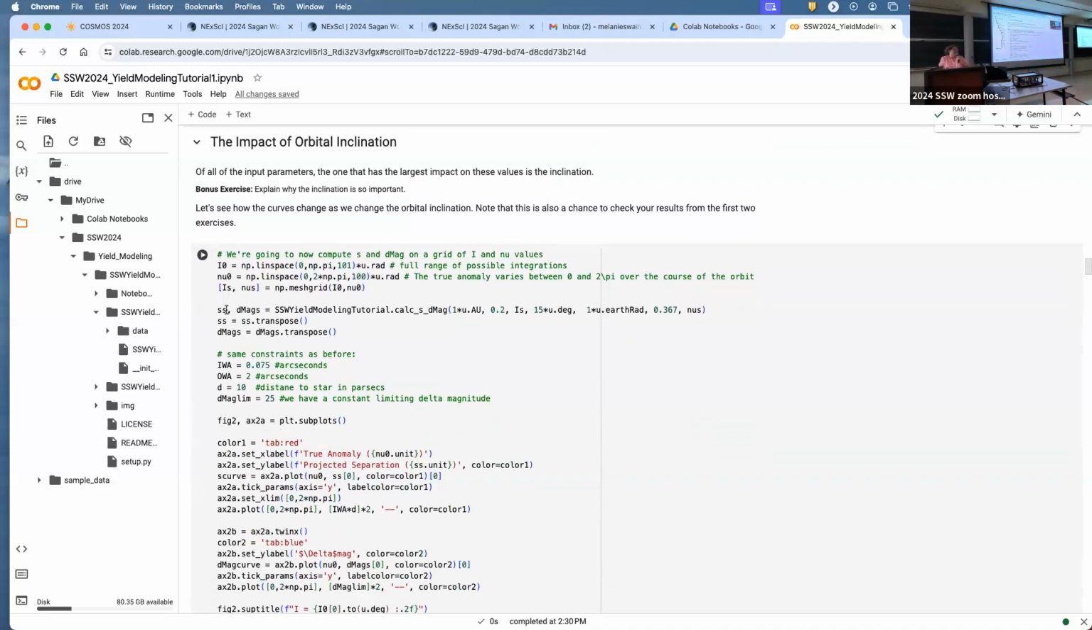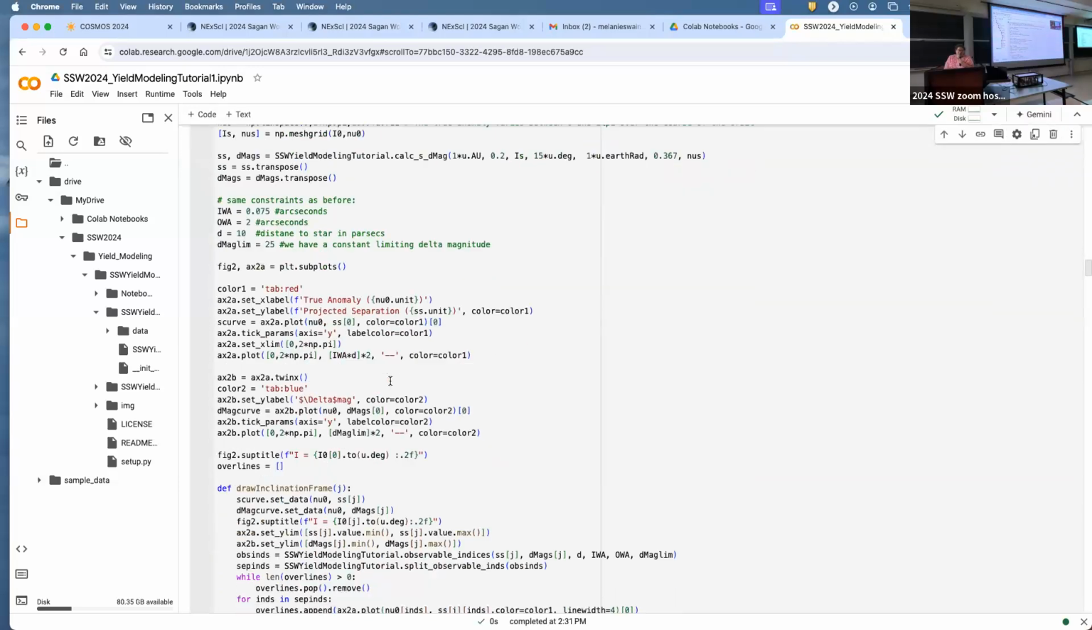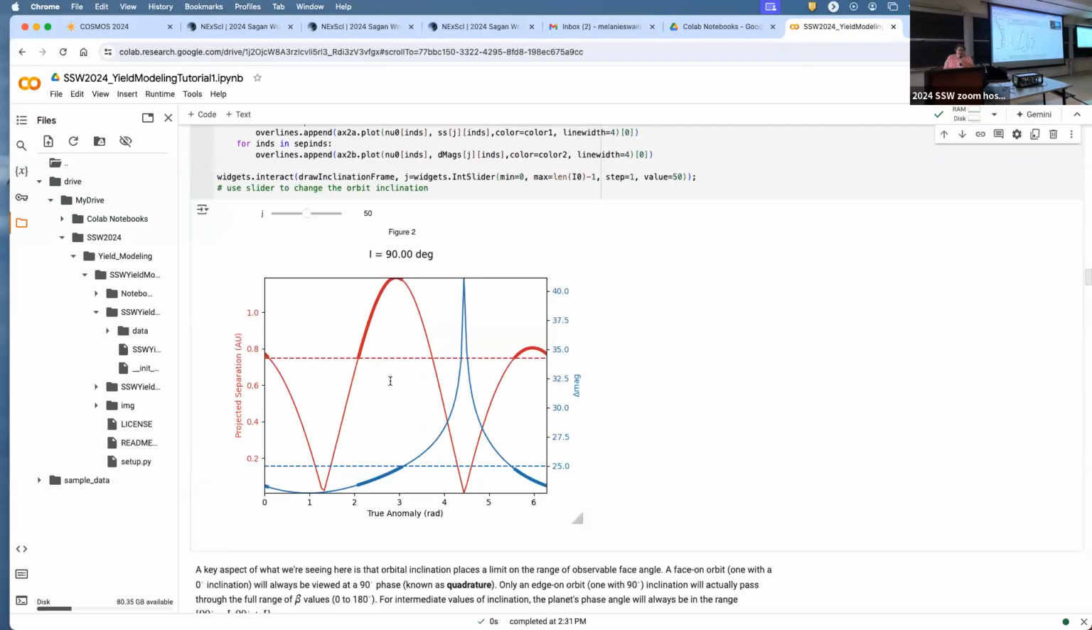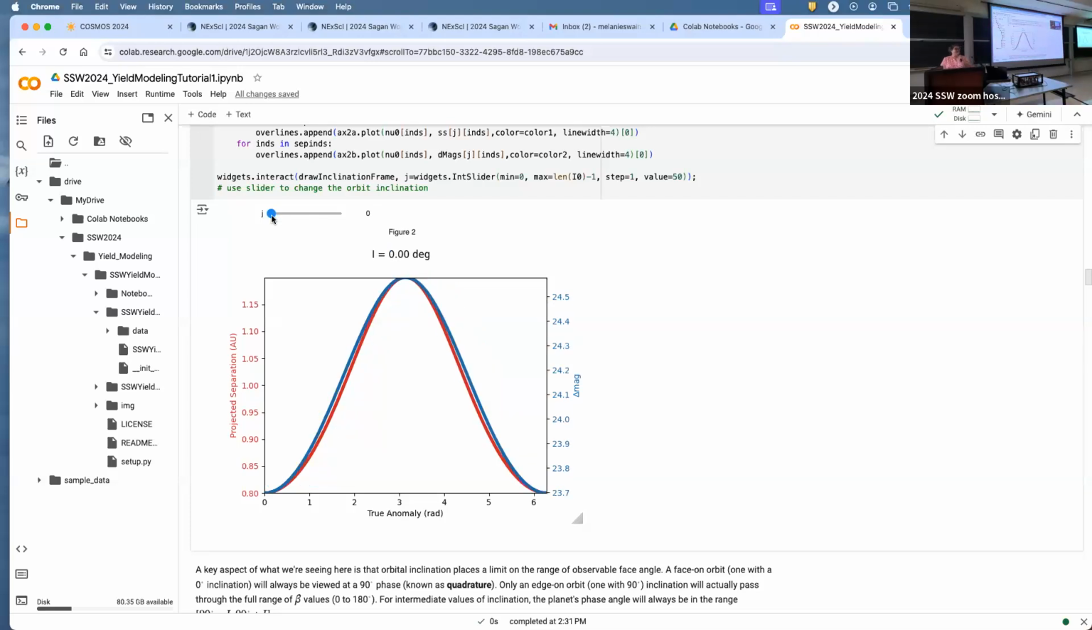But as I started to mention, I jumped the gun, that the orbital inclination also has an impact here. So we'd like to check and we would like to add that to our calculation. So I run that cell and I have a new plot. It's the same plot that we were just looking at, except now we have a slider bar up here. And we can go down to 0 inclination. So close to 0. There we go, 0 inclination. And now we have access to the planet everywhere because 0 inclination is face on.